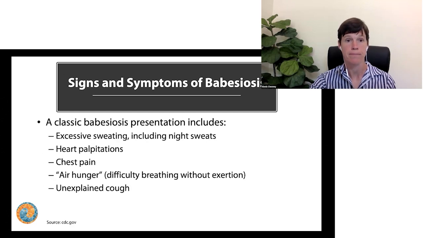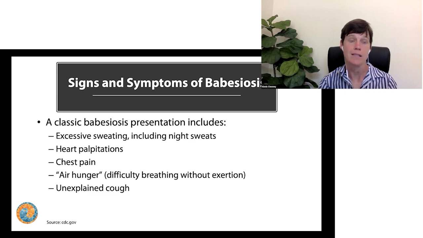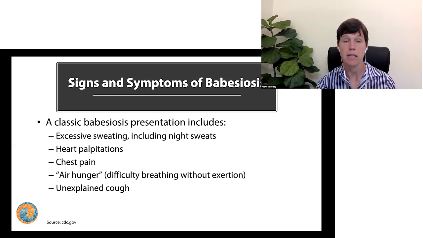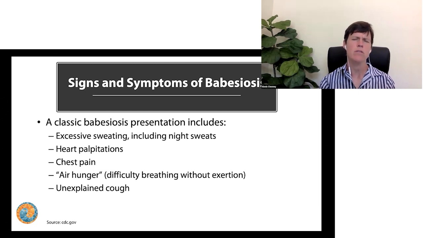requires different treatment. A classic presentation of Babesia that I see is excessive sweating, especially night sweats in men or women that are not near menopause, which is very odd, right? Heart palpitations and chest pain, which can overlap with Lyme symptoms. Air hunger, this very particular description of difficulty breathing, but it's not on exertion. It could just be sitting or laying down, and people feel like they just don't have enough air. That's how it's explained. And also this kind of cough that can go with that, that's not a productive or upper respiratory issue kind of cough.